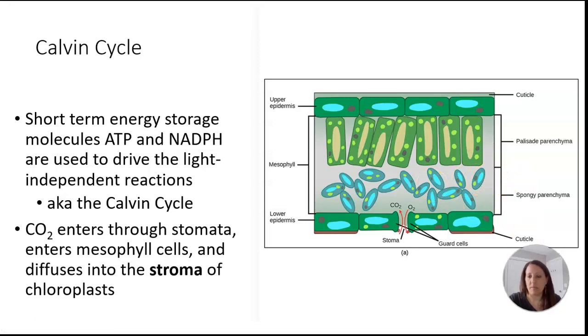Remember that ATP and NADPH were both made during the light-dependent reactions. Remember where they were made, right? So the photosystems 2 and 1, and the ATP synthase, and the proteins involved in the electron transport chain, those were all in the thylakoid membrane, and the NADPH and the ATP were all made in the stroma, okay?